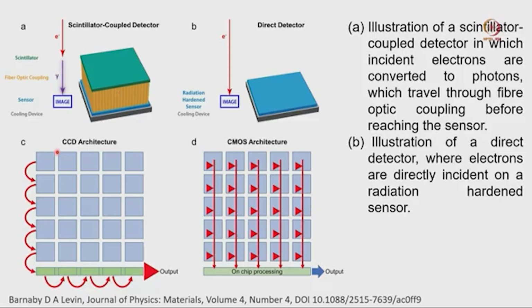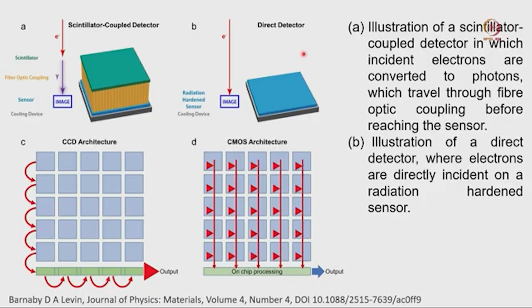Here you can see the CCD architecture, where there are different pixels, and an electron comes and interacts with a pixel, and the signal goes through this fiber optics coupling cable, and then there is a readout output sensor. There you can see the signal is recorded and we are getting that image.